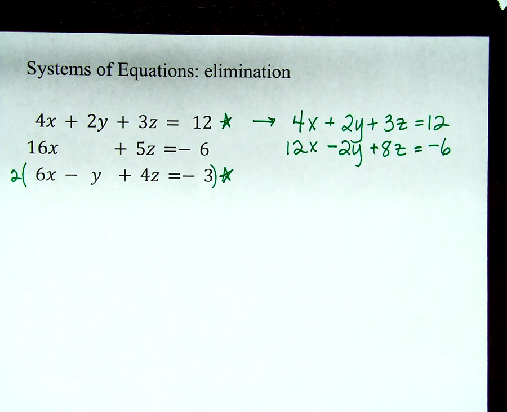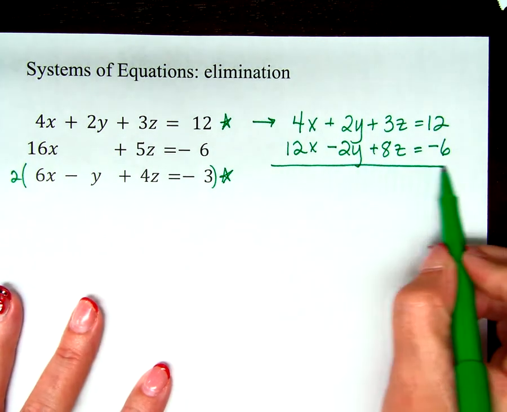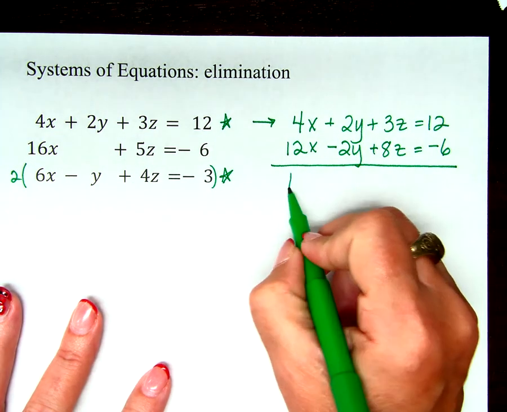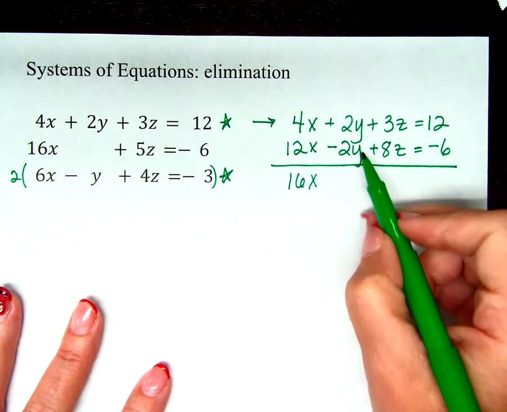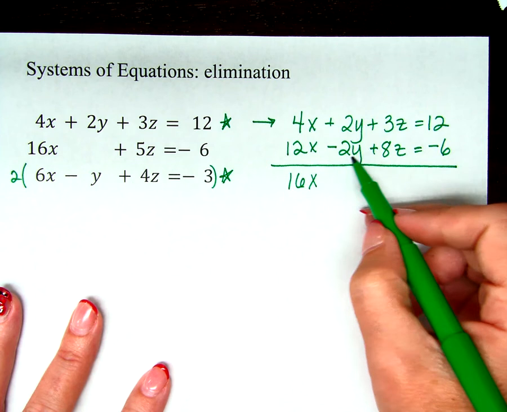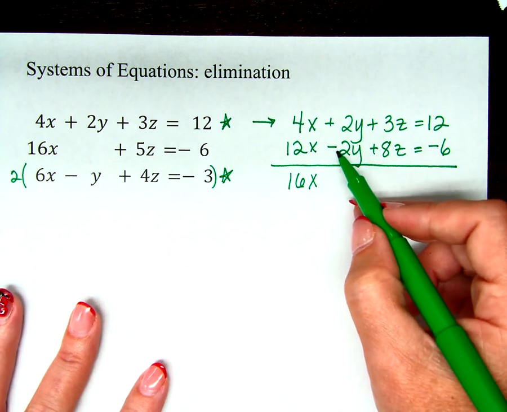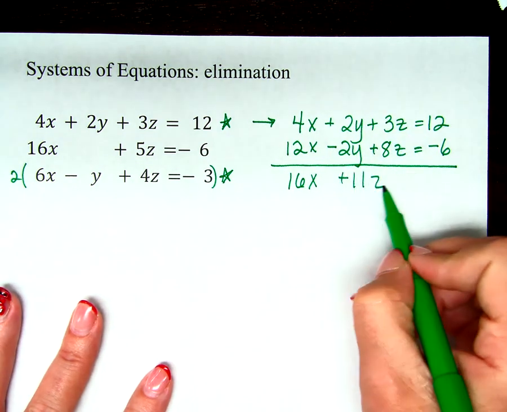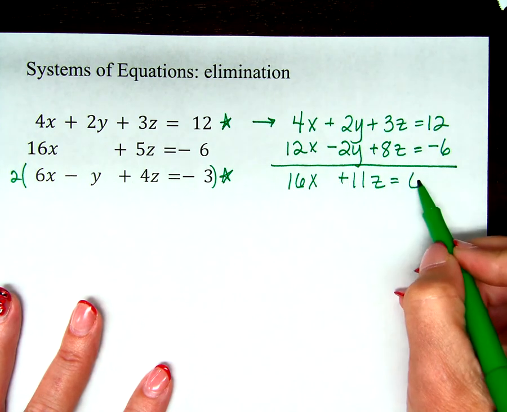You okay with that? So now when I combine these 2 equations right here, what do I end up with? 16x. What happens here? It's 0, right? That's 0. And what happens here? 11z equals 6.